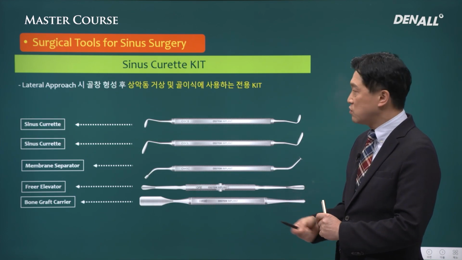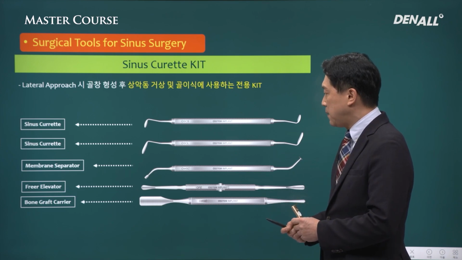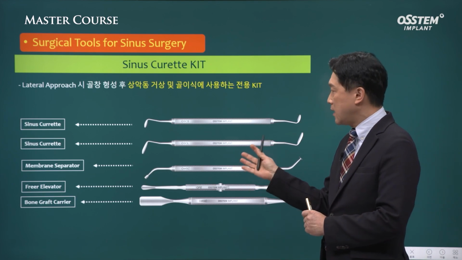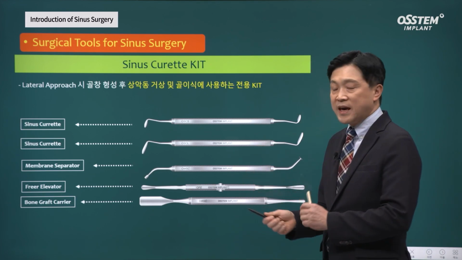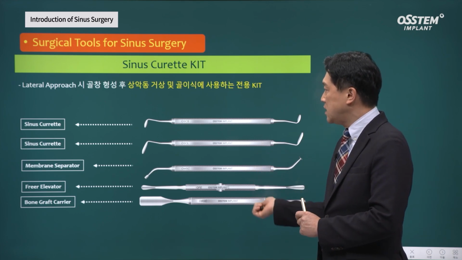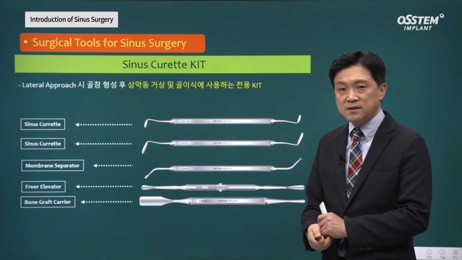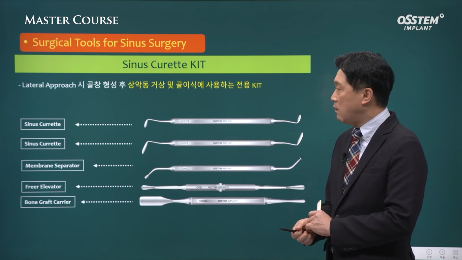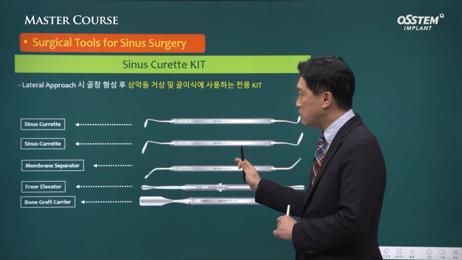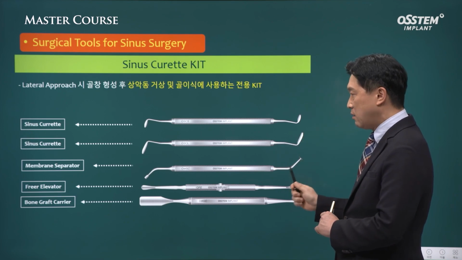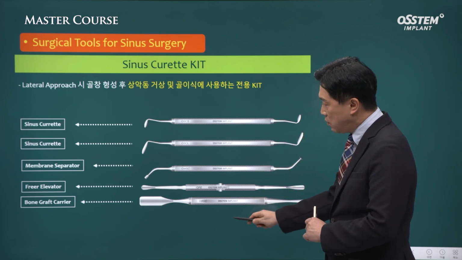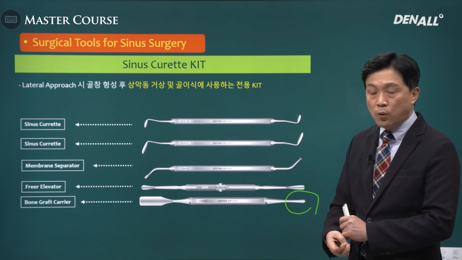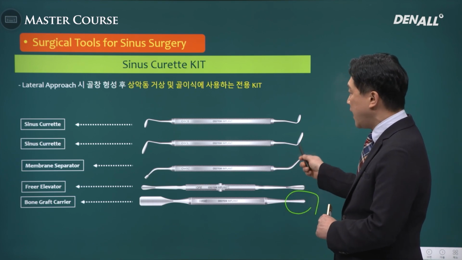Second, lateral approach. Sinus curette is used here. There are 5 sinus curette set that is sold from Osstem, and they serve different purposes. If you look at the sinus curette kit sold from Osstem, this is a very good sinus curette kit. I currently use this kit as well. At first, people use freer elevator and small freer elevator, on the other side of which is bone graft carrier. These are used mostly in the beginning.